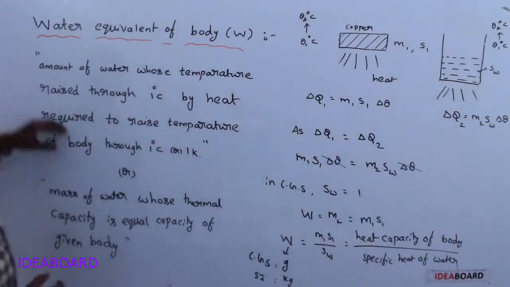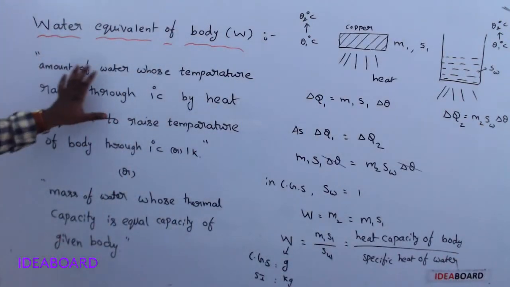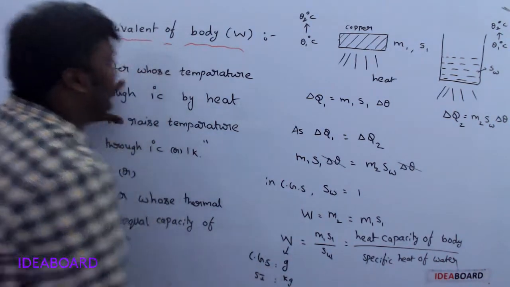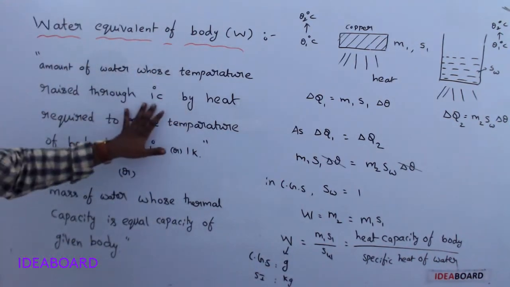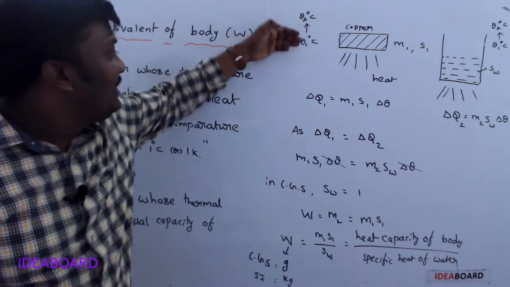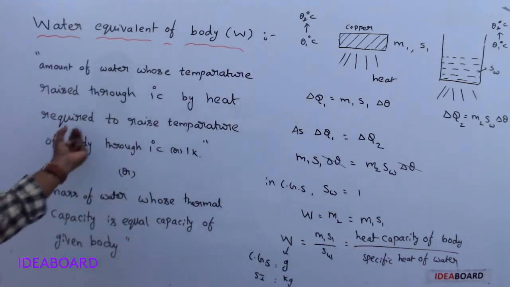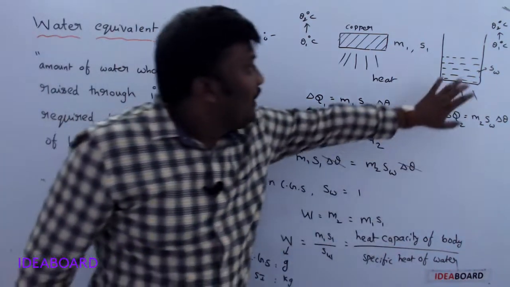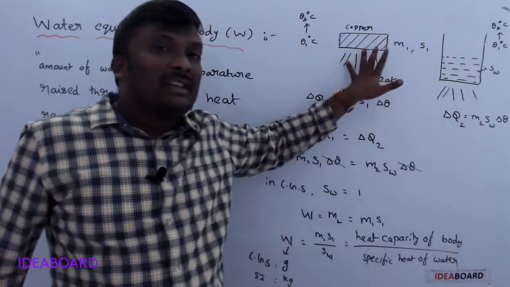So again, water equivalent means the amount of water, that's why the units are grams or kg, whose temperature rises by 1 degree Celsius. Here the temperature rises by the heat required to raise the temperature of the body through 1 degree. One is compared with water and the other with a body.